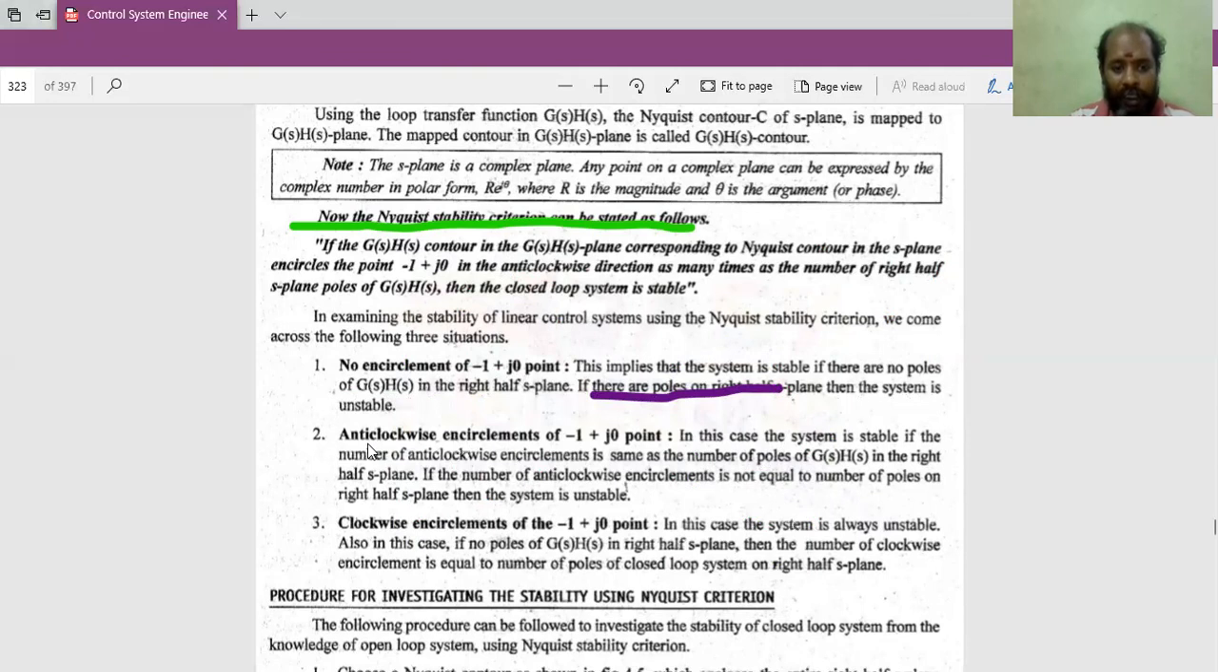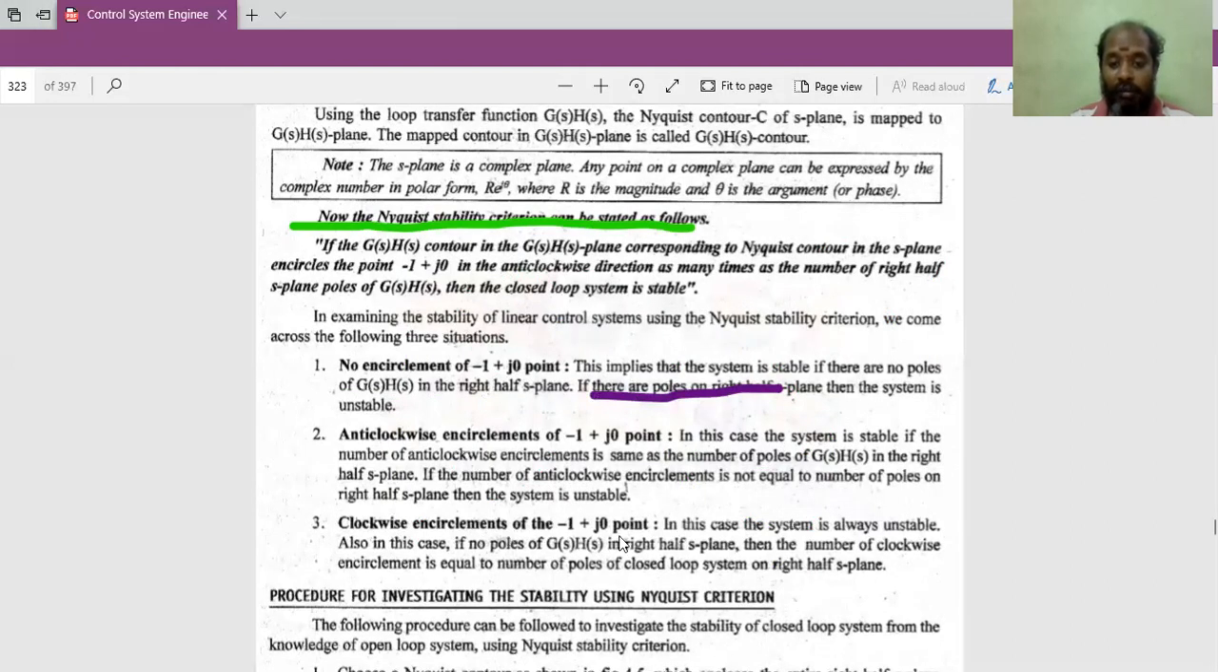Okay, right. The second one, anti-clockwise encirclement. If the -1 + j0 point is encircled in the anti-clockwise direction, what does that mean? However many times it is encircled in the anti-clockwise direction, there should be the same number of poles in the right hand side of the s plane. You must have enclosed them. Only then is the system stable; otherwise it is unstable.